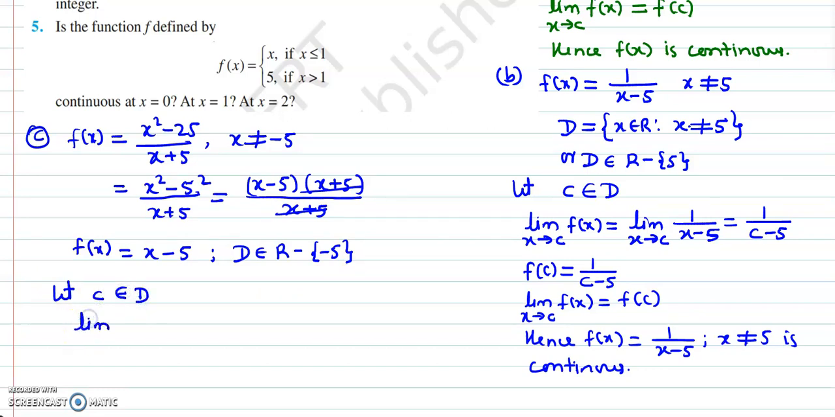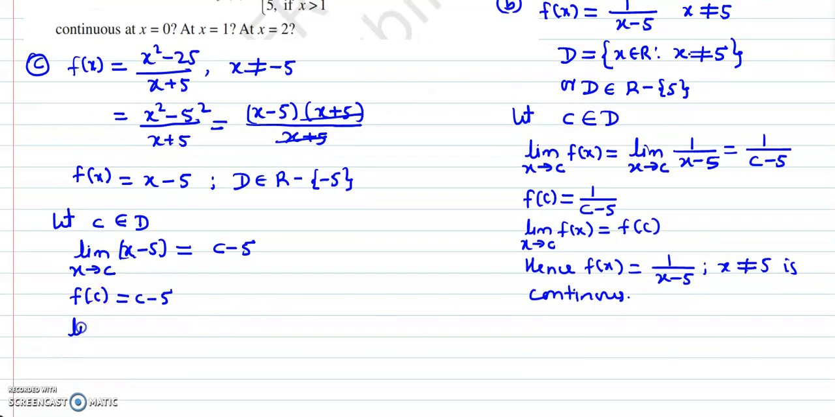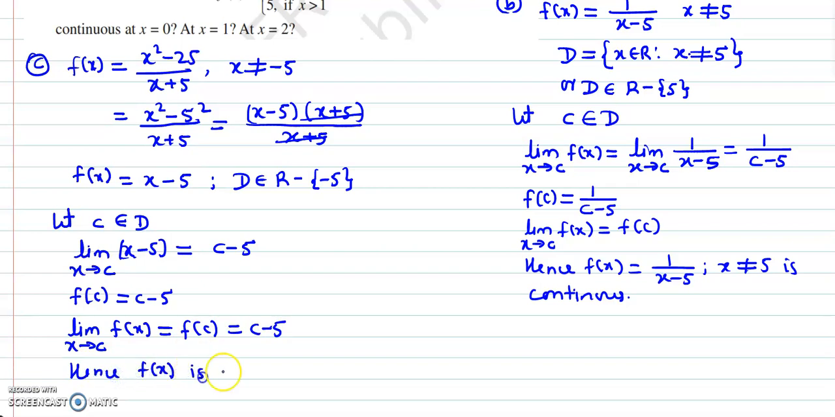So limit x approaching c of f of x, and f of x is here x minus 5 now. So it will come out c minus 5. And function's value at c, it is c minus 5. So this also came out c minus 5. Okay, so both came out equal. Limit x approaching c of f of x and function's value at c, both are equal, that is c minus 5. Hence f of x is continuous.